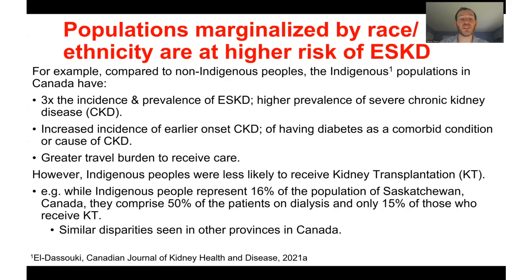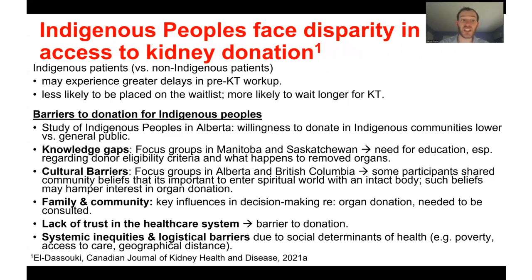However, despite all of this, Indigenous peoples were less likely to receive kidney transplantation. Indigenous peoples, for example, in Saskatchewan, represent 16% of the population. In Canada, they comprise 50% of the patients on dialysis and only 15% of those who receive kidney transplantation. Similar disparities were described in other provinces in Canada. Indigenous patients may experience greater delays in the pre-kidney transplant workup and are less likely to be placed on the wait list. They're more likely to wait longer for kidney transplantation.